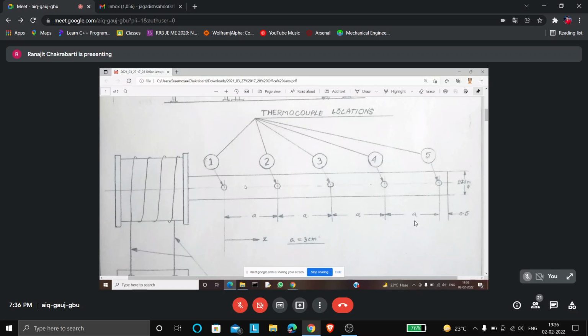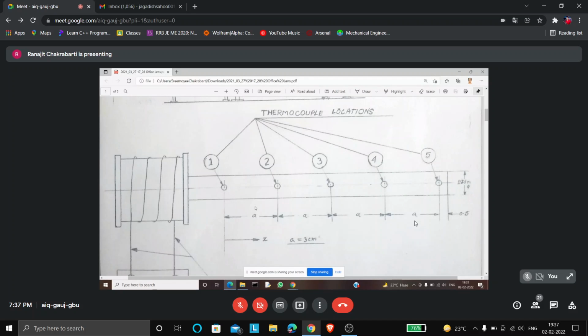After the transient state is over, we go to the steady state. In that steady state, the temperature remains the same at a particular cross section with time. I mean, not at all points. With time, there is no change in temperature at a particular cross section. That is called the steady state.